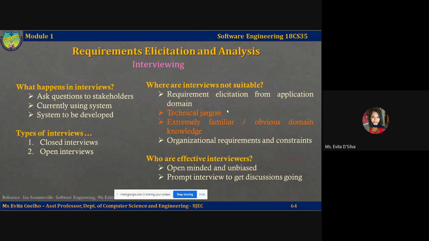Another reason as to why interviews are not suitable for requirements elicitation from the application domain is that some domain knowledge is so familiar and so obvious to stakeholders that they either find it too difficult to explain or they think it is so fundamental that it need not be mentioned.